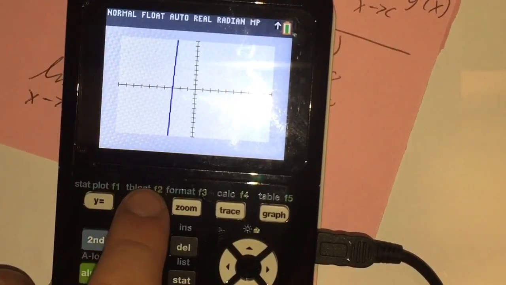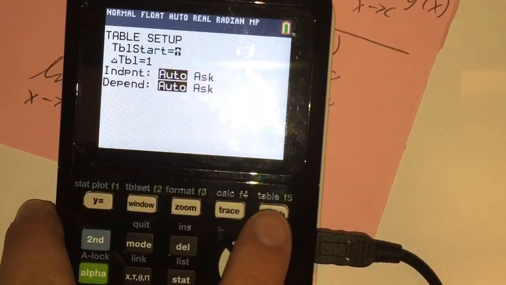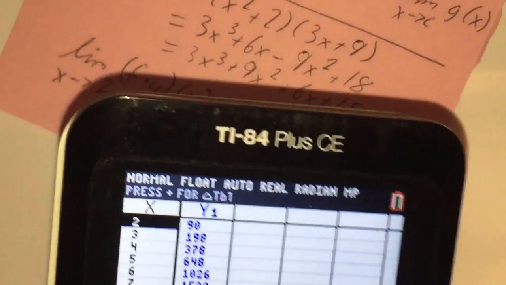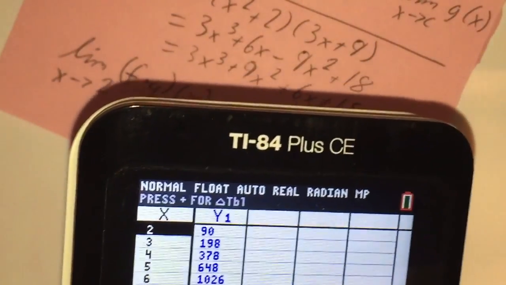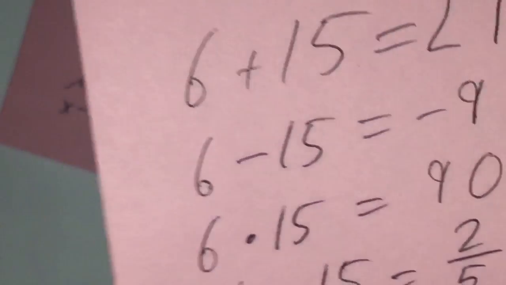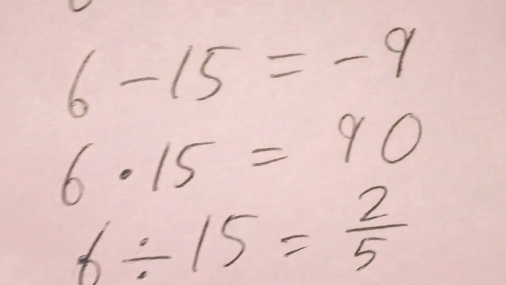Then we're going to hit second window, still at 2, second graph, and look right there. When we put in the limits, it's 90. Now, what do you think we get when we multiply 6 and 15? That's right, we get 90.